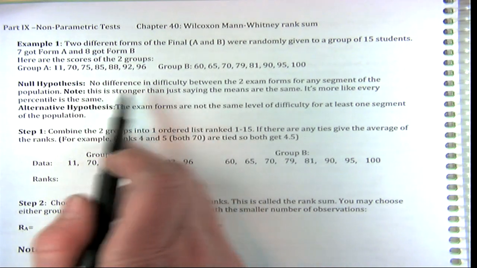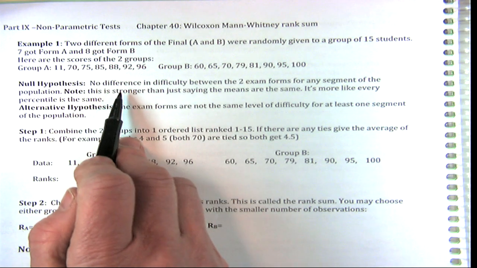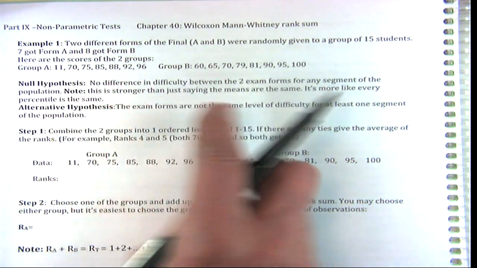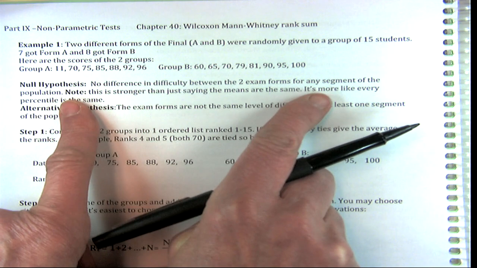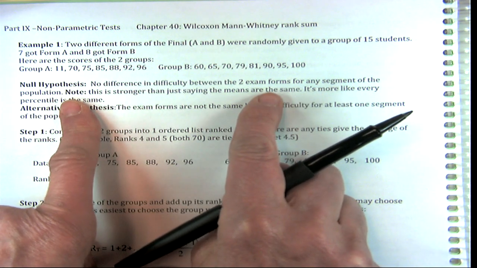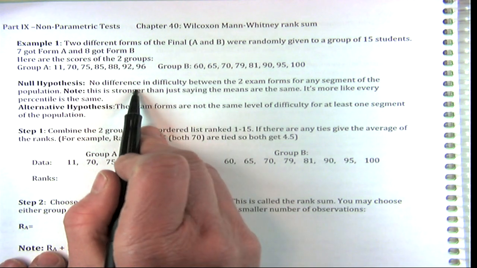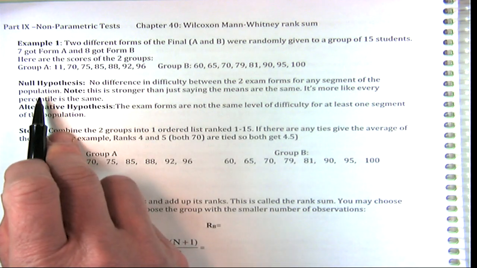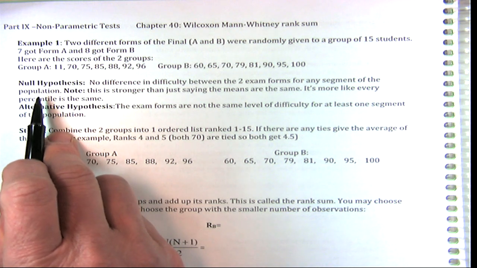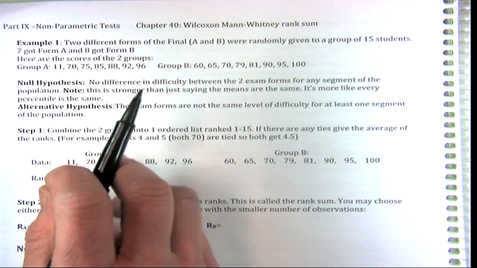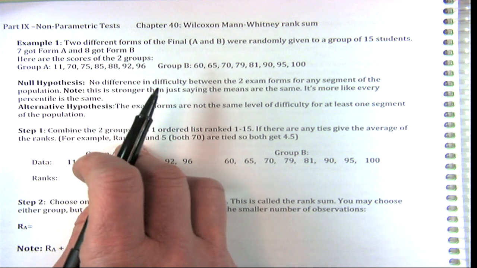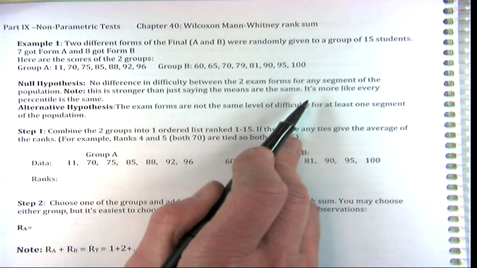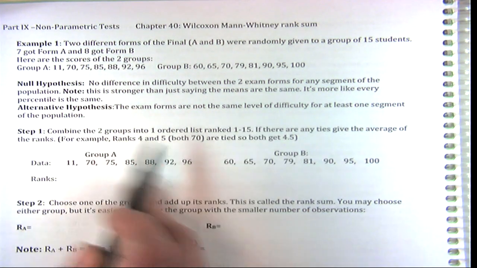All right. So the null hypothesis is the usual, that there's no difference in difficulty between the 2 exams. And it's actually a little stronger than our usual one. Watch: there's no difference in difficulty between the 2 exam forms for any segment of the population. Not only are their means the same, but it's not more difficult for the low-end students or for the high-end students. So this is stronger than just saying the means are the same. It's more like every percentile is the same.